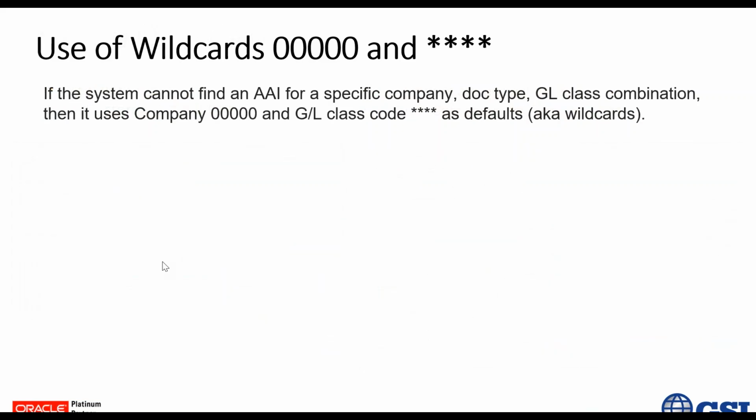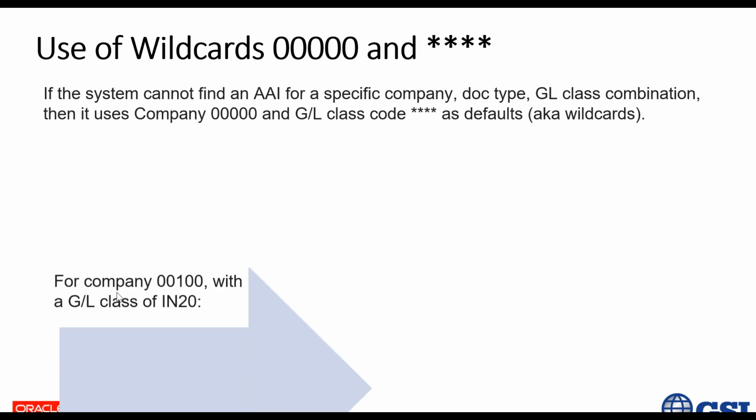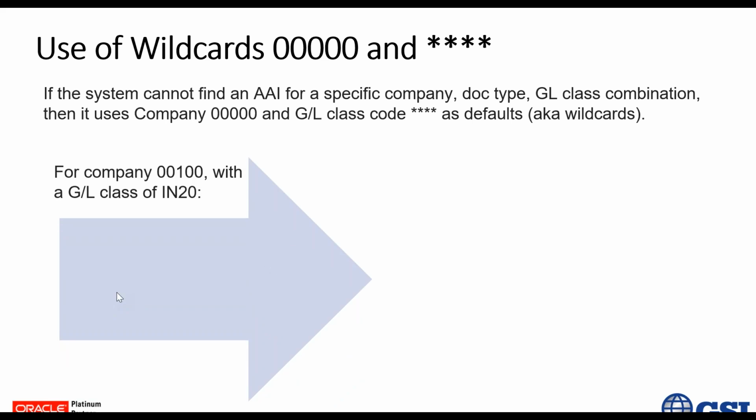Okay, so I'm going to talk a little bit about the use of these, I call them wildcards, and that's the company 00000 and the 4 asterisks. There is a hierarchy and a set of lookup rules that will kick in whenever those are found in a DMAAI table. So if we go through an example, let's just say we have company 100, and the item has a geo class of IN20.